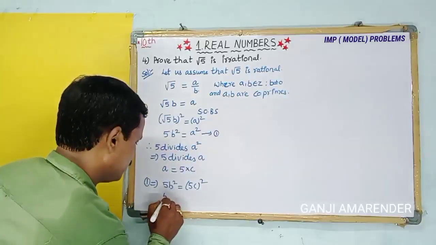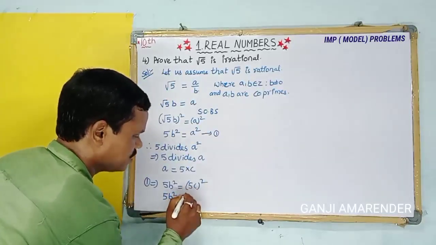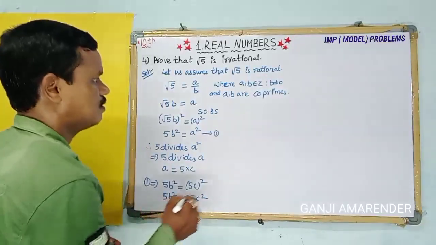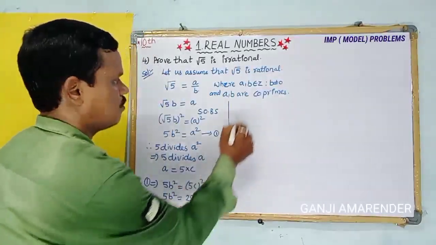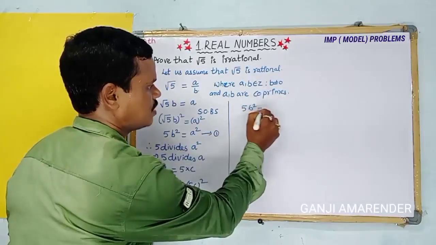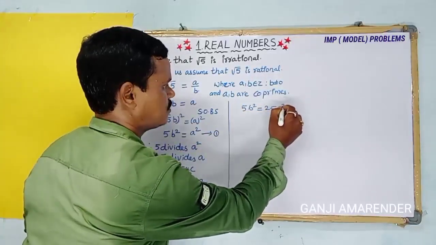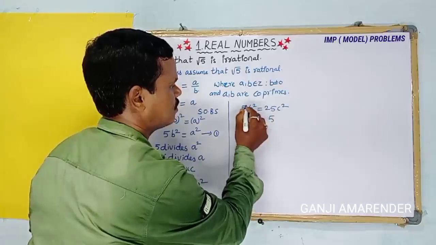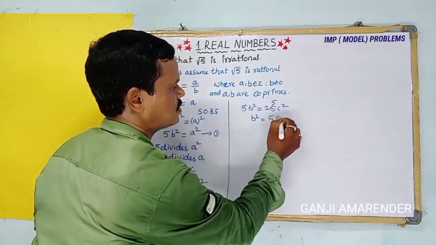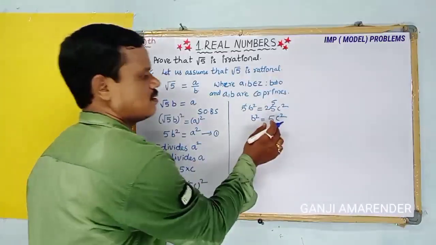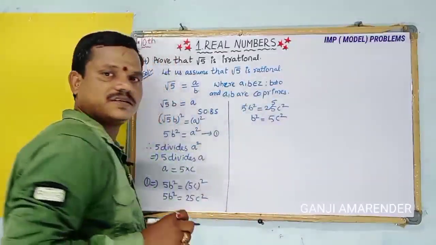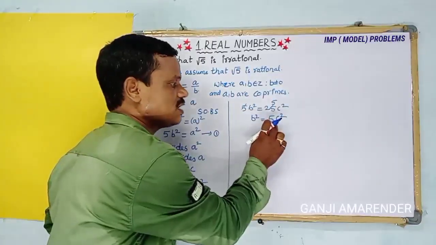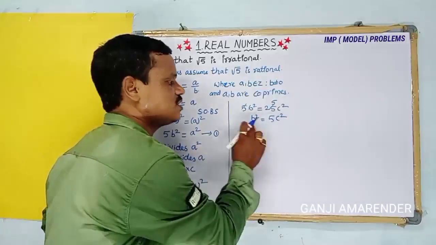5c whole square means 25c square. So 5b square is equal to 25c square. 5 ones are 5, 5 fives are 25, so b square is equal to 5c square. From this, b square is equal to 5 into c square, which means 5 is a factor of b square, means 5 divides b square.